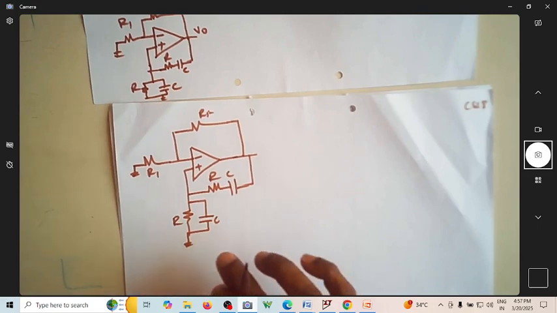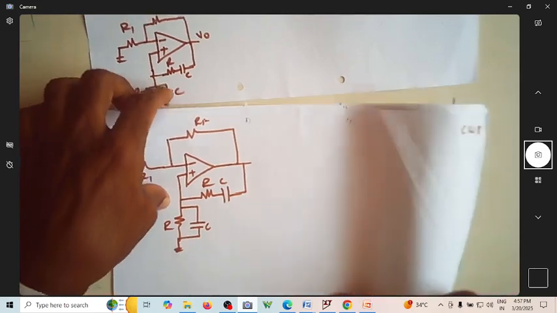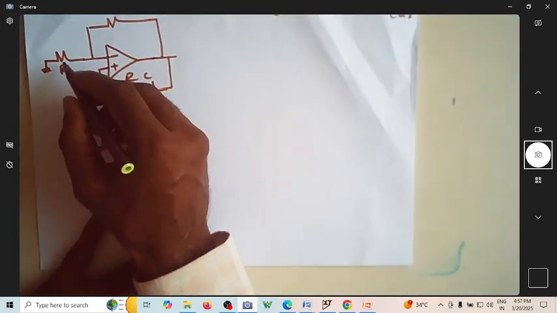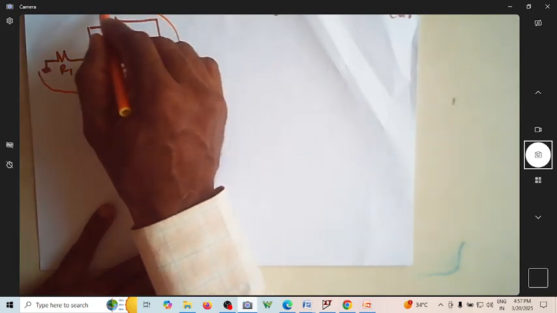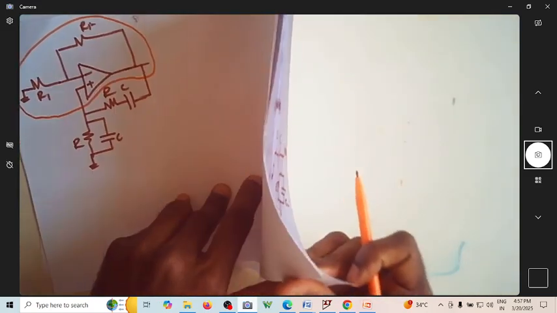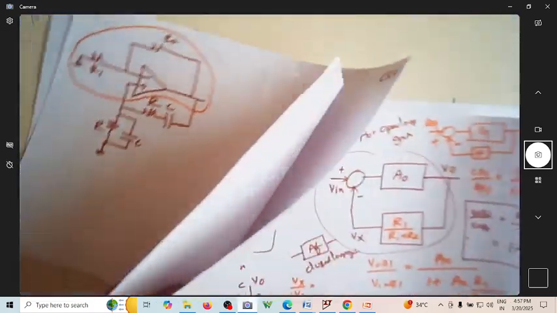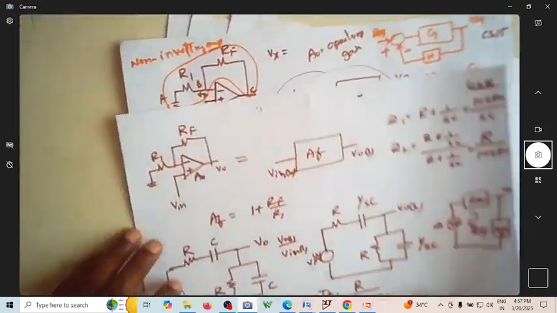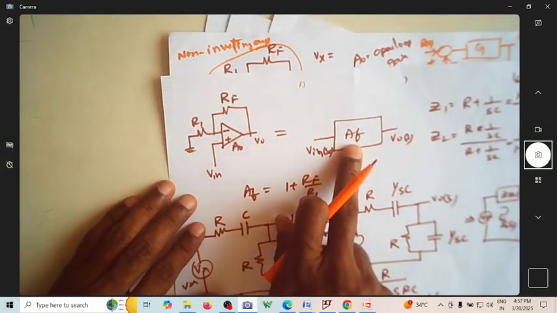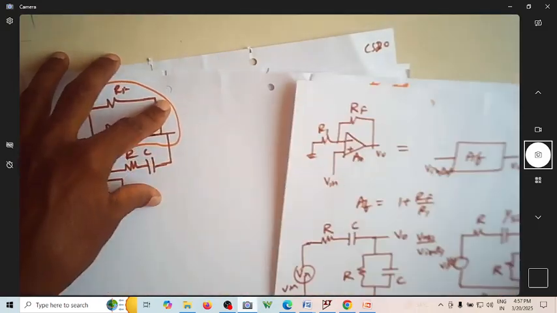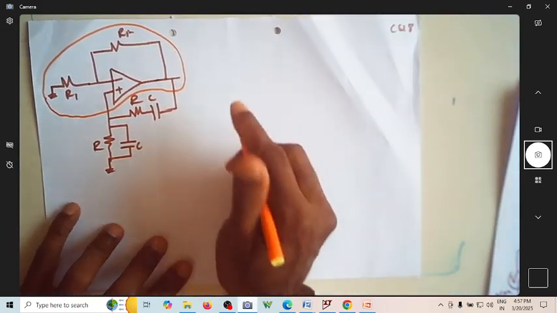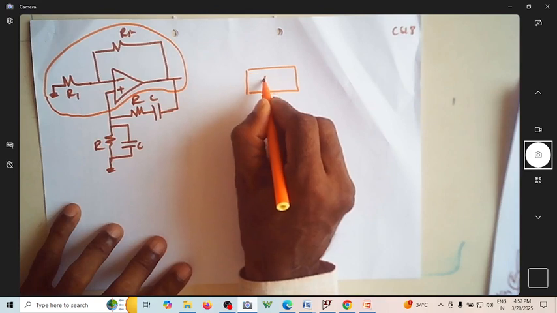Now, can we write the control system block diagram for this one? So how can I replace this? Can I replace that entire thing by a single block? So can I just replace this entire thing by AF? What is AF? AF is 1 plus RF by R1. So what I'll do is, this circuit, I will replace it by something like this. This is AF.